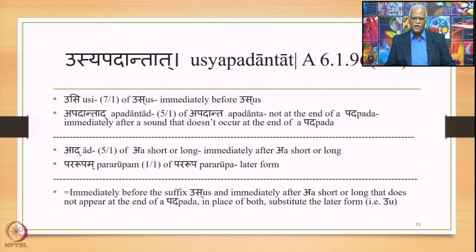So now this sutra means immediately before the suffix us and immediately after a short or long that does not appear at the end of a pada, in place of both substitute the latter form, that is u. I repeat, immediately before the suffix us, and immediately after a short or long that does not appear at the end of a pada, in place of both substitute the latter form, that is u.